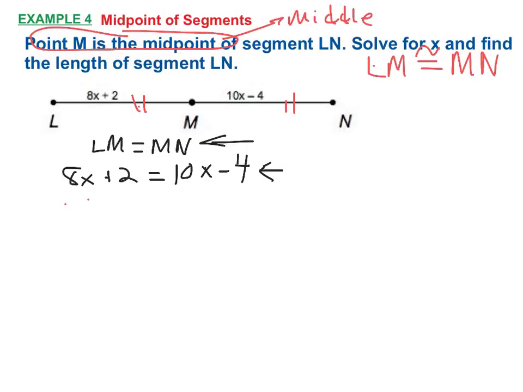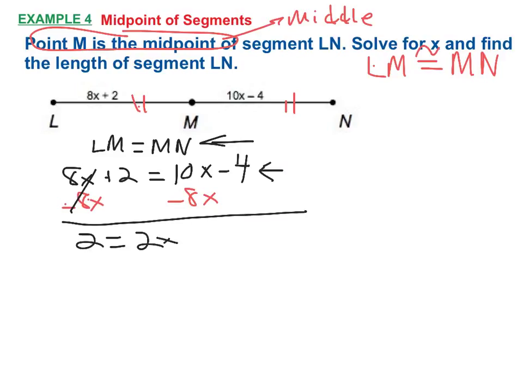So let's subtract 8x from both sides. So we end up with 2 is equal to 2x minus 4. And then we can add 4 to both sides. So it ends up with 6 is equal to 2x. And then divide by 2. So x is equal to 3.